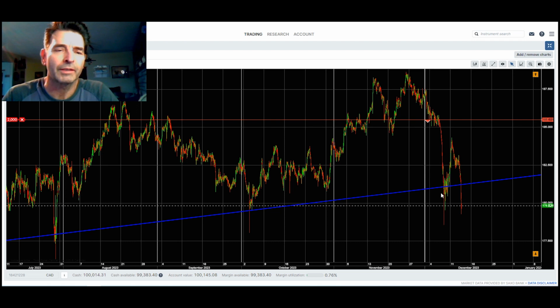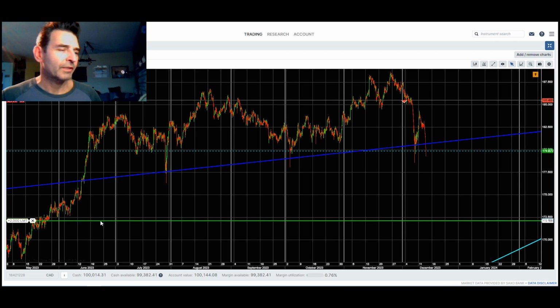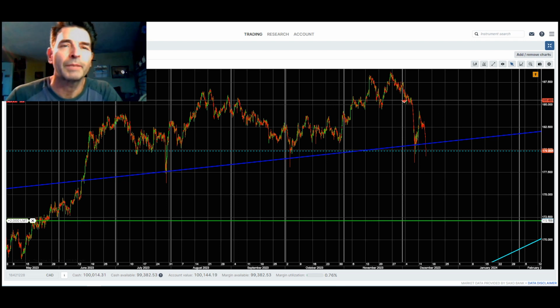It had done this little bouncy bounce. It had reversed on us. I think we entered the trade about here. Now it did this. It retraced. And where's our target? Down here. So I think we're looking good. It's going to keep going.